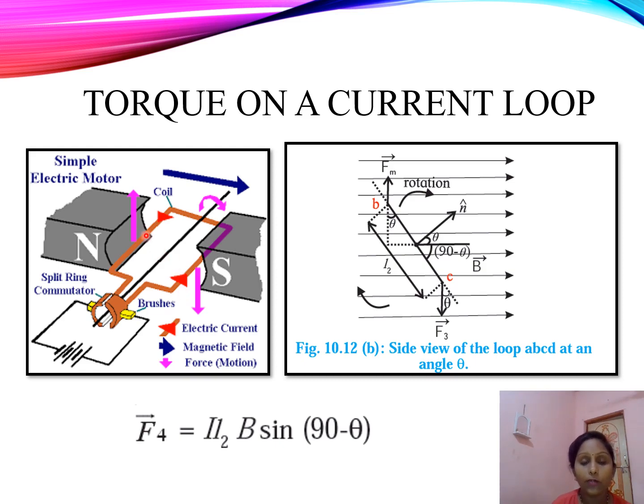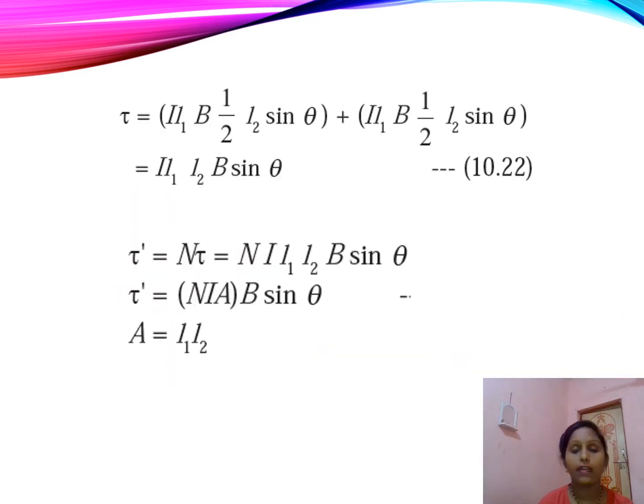These are the two forces which are not acting along the same line, so they produce torque. This torque results in the rotation of the loop, so that the loop is perpendicular to the magnetic field. The moment arm is half L2 sin theta above the central axis.